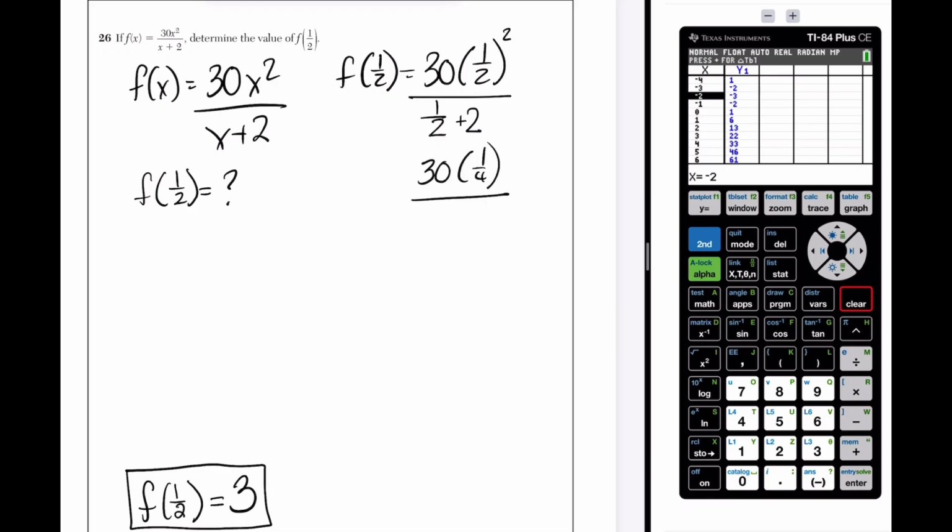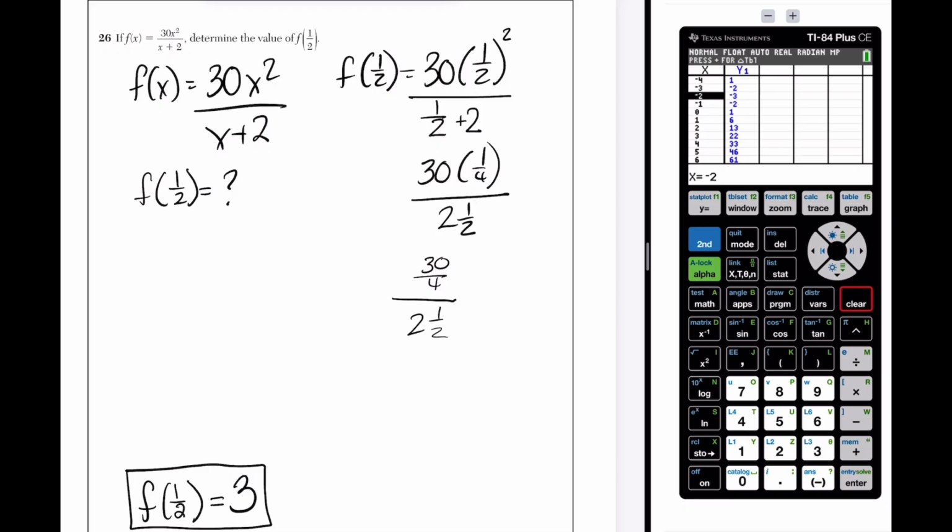So 1/2 times 1/2 is 1/4. So 30 times 1/4 over 2.5. Simple enough. So now I'm just going to multiply 30 times 1/4, and I get 30 over 4 over 2.5. So this is a nice complex fraction, which maybe you haven't seen since 7th grade.